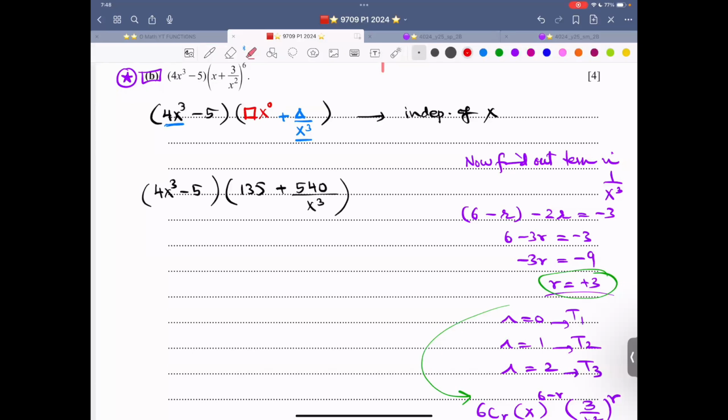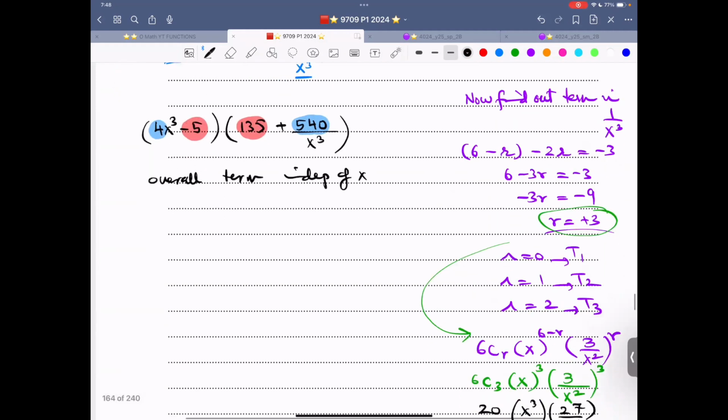Now multiply it selectively. This thing, negative 5, will multiply with this. This thing will multiply with this. So now we need the overall term independent of x. So therefore, x power 0 term, that is 4 into 135 plus negative 5 into 540. Use a calculator. Simplify. So negative, my bad, I think I multiplied the wrong things. So first of all, negative 5 into 135.